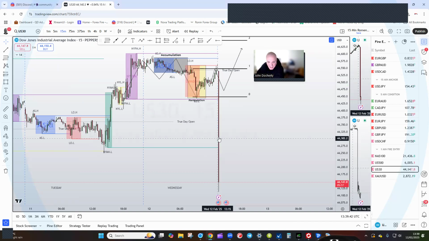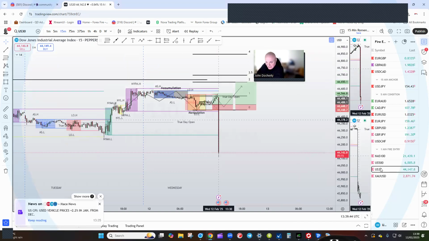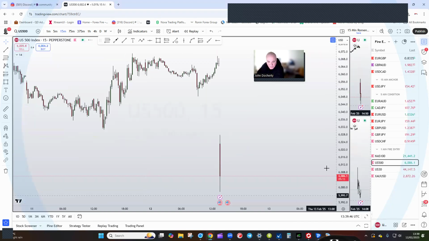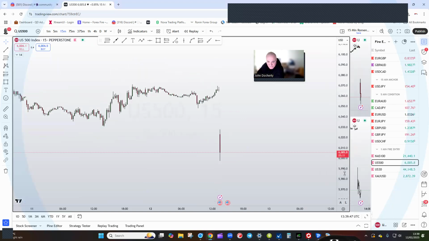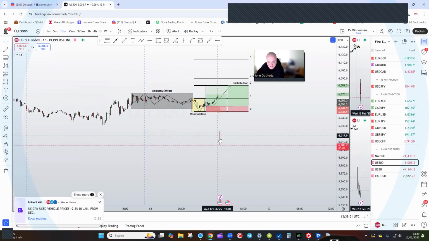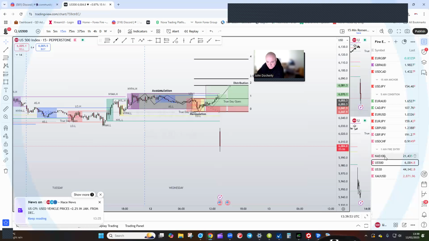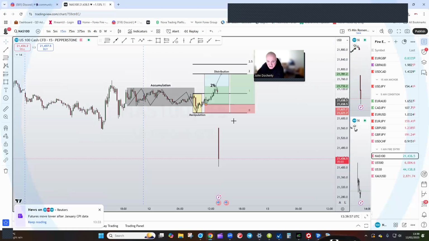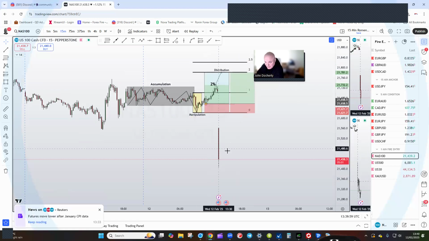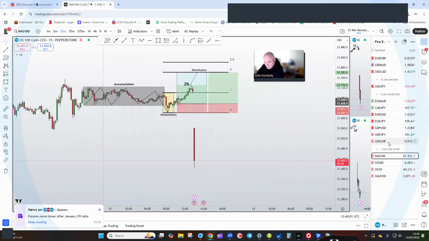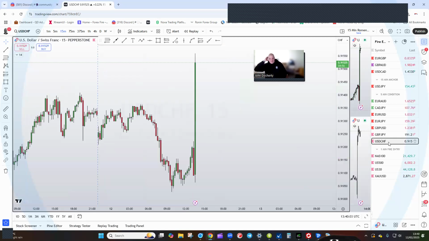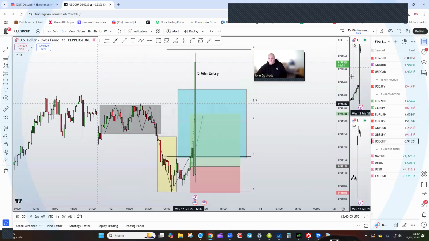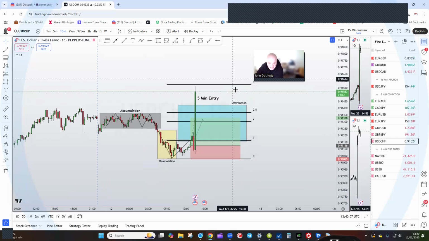So the US 30 has massively tanked. The US 500 has done the same. We're looking at the NAS. The NAS, it's hit the 2%, but it has massively dropped. Let's see what this means for the pairs. Look at this, guys.